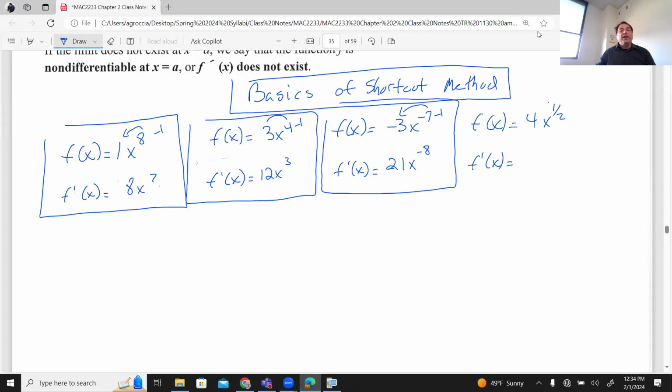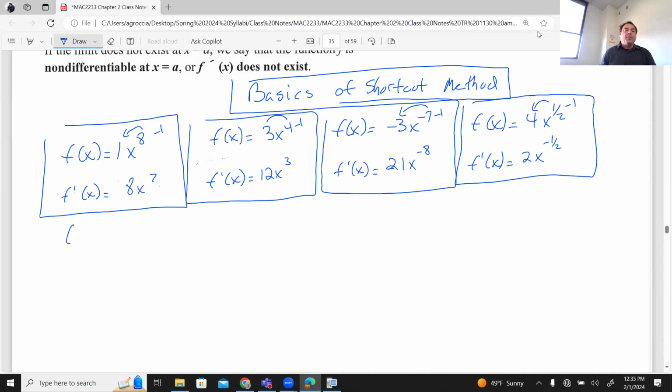Let's see how good we are. 1/2 times 4, 2. 1/2 minus 1, -1/2. If you stuttered a bit, maybe you need your calculator. Maybe you need to be careful. Okay, but again, the shortcut is multiply by the exponent, subtract 1. Multiply by the exponent, subtract 1.